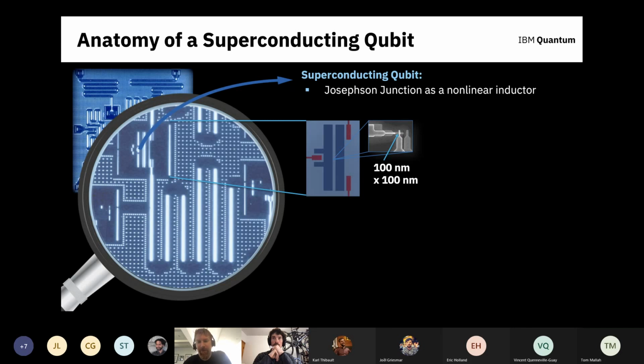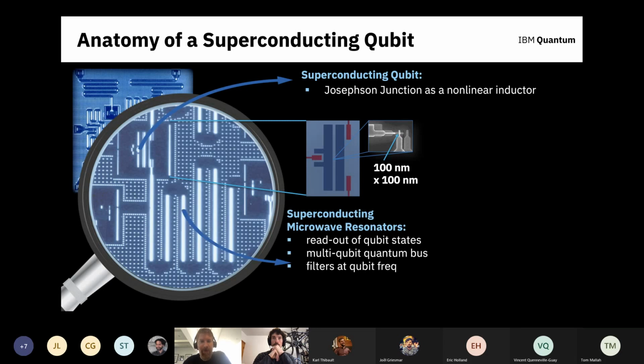The overlap of those junctions is about 100 by 100 nanometers squared with a 2 nanometer layer of aluminum oxide or so. The other features that you have here are these big squiggly lines. These are superconducting microwave resonators. They're kind of coplanar waveguide resonators. It's kind of like a coax that's been flattened out to 2D. These are used for a number of things.